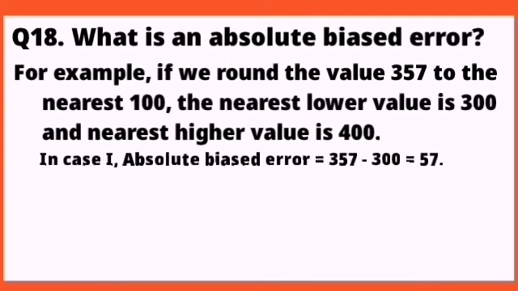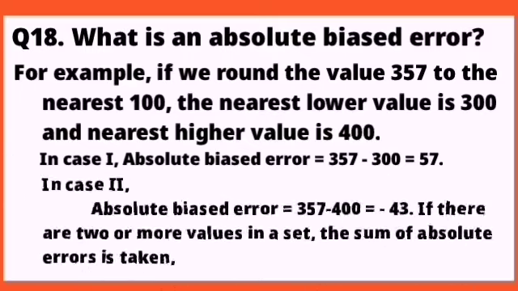In case 1, absolute biased error equals 357 minus 300 equals 57. In case 2, absolute biased error equals 357 minus 400 equals 43. If there are two or more values in a set, the sum of absolute errors is taken.